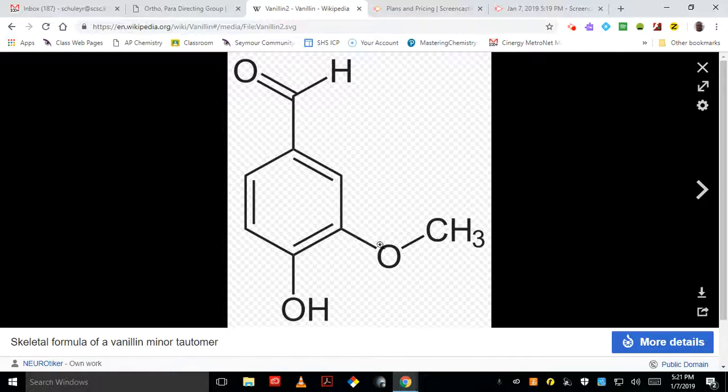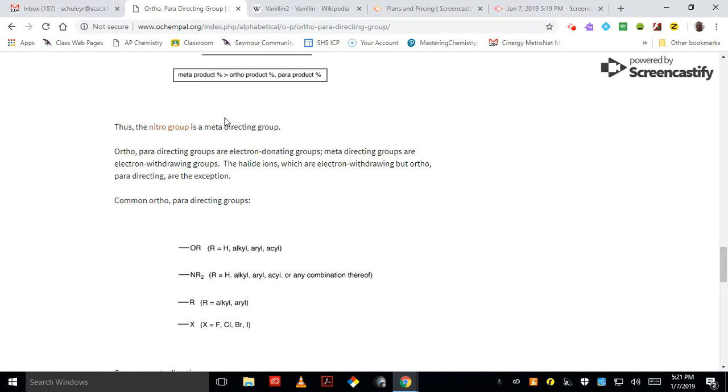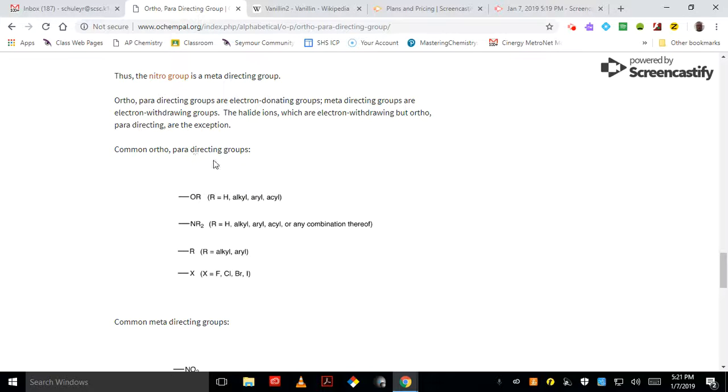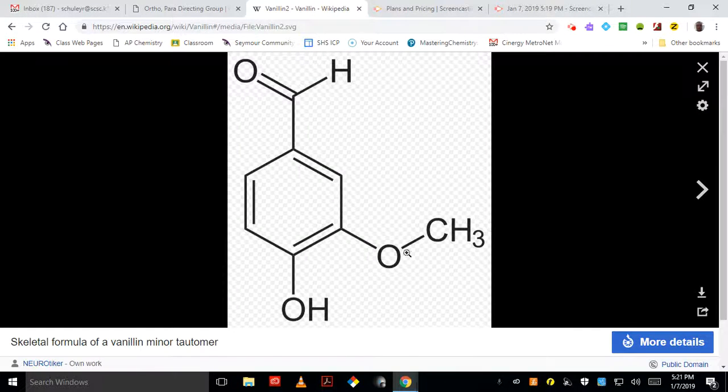meta to this is at this position. Well, there's already something there, so it can't go there. So this would drive it to this position. So based upon this constituent, it should go here. Now, based on this constituent, OH is an ortho-para director. So let's go ortho to this. Ooh, ortho to this is that same position where this was going to send it meta. Ortho to this is something there blocking it, so that won't work.